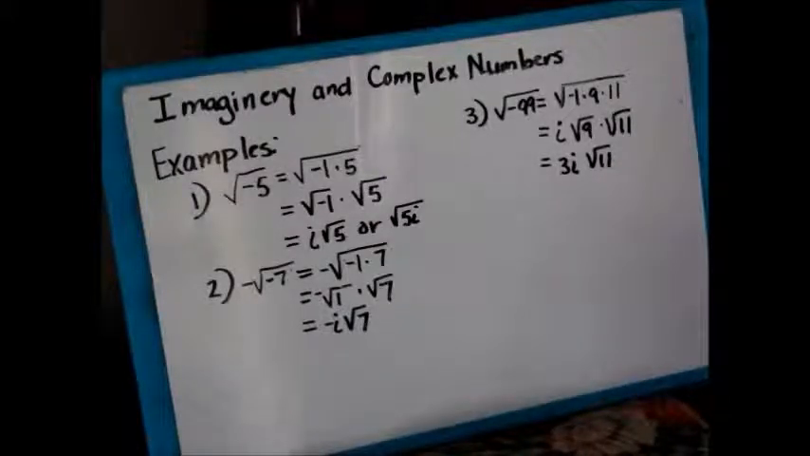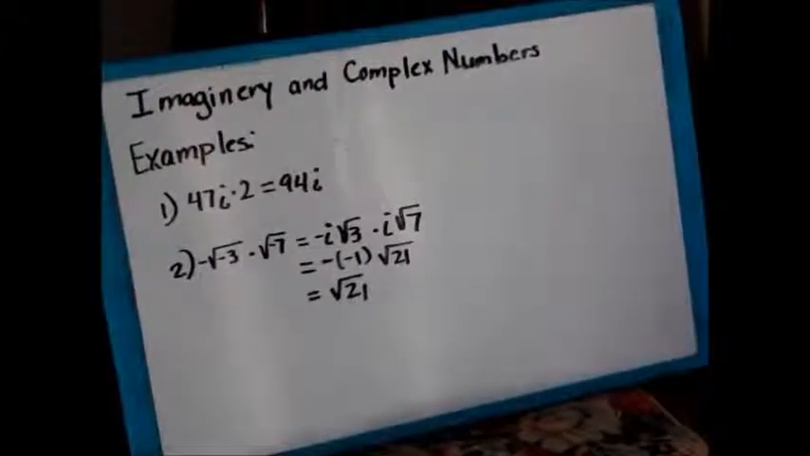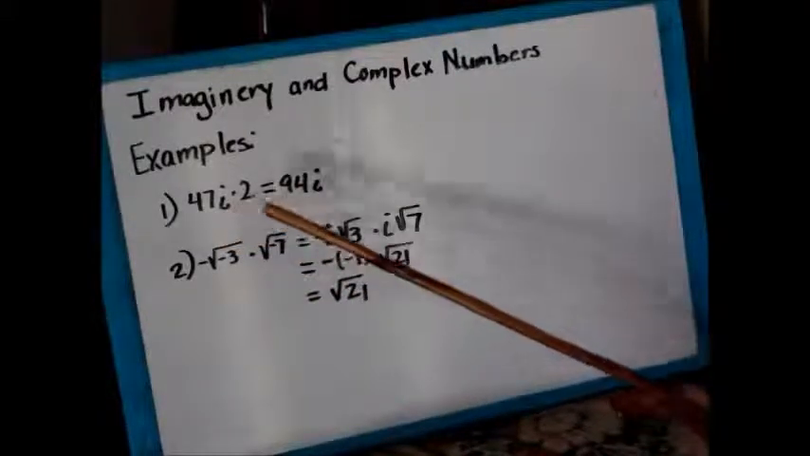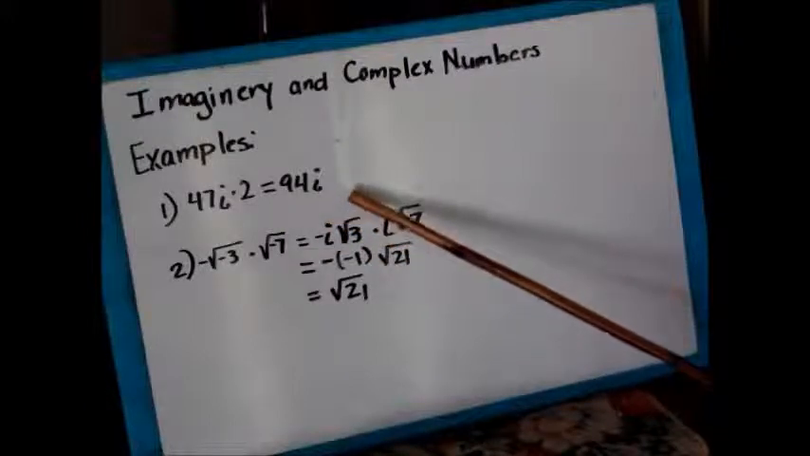To multiply imaginary numbers or an imaginary number by a real number, it is important to first express the imaginary number in terms of i. Now we will look at some examples of imaginary numbers being multiplied. Our first example is 47i times 2 gives us 94i.